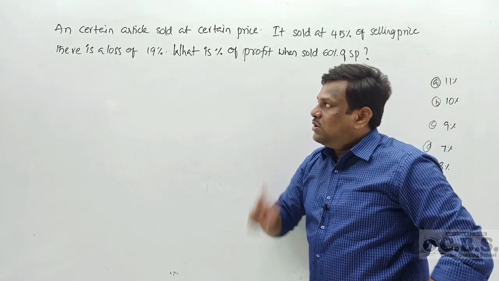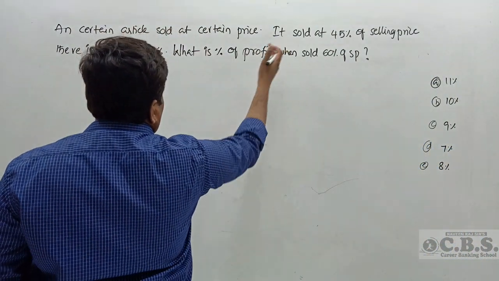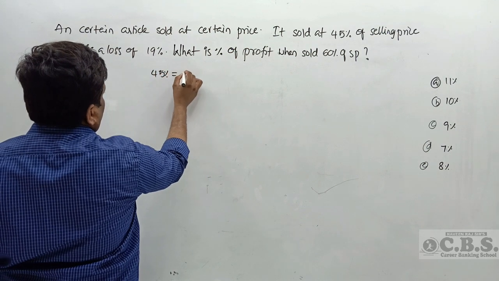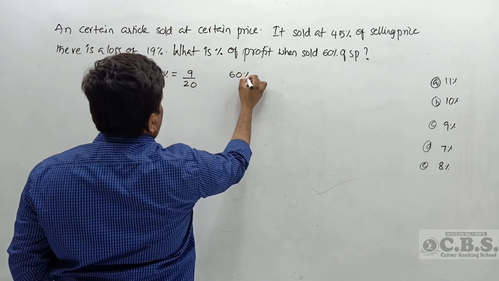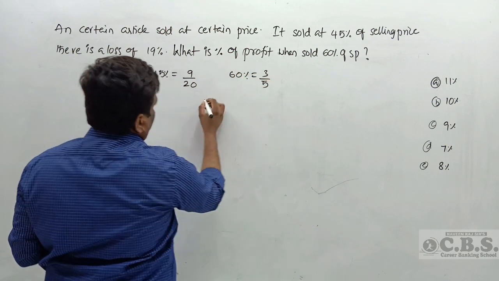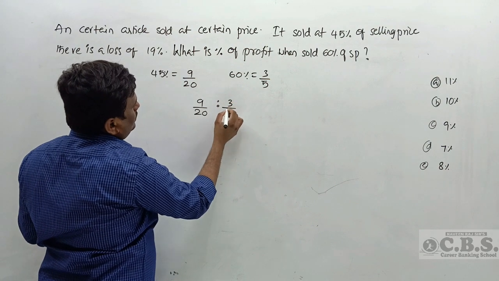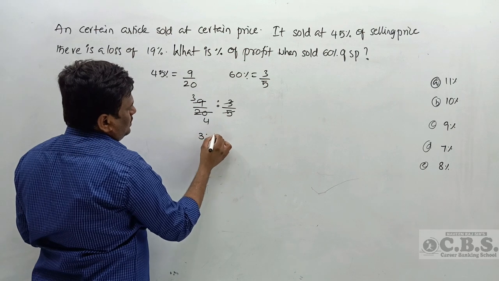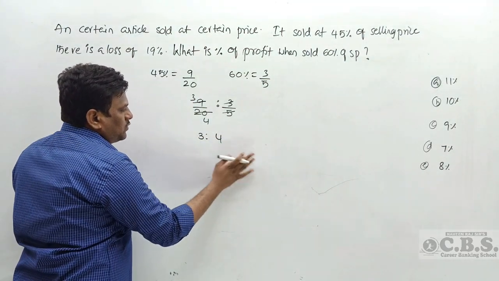Okay, let's answer this question with the ratio concept also. In the ratio concept, how to do it: the first quantifier is 45%. 45% means nothing but what? 9 by 20. And the second quantifier is 60%. 60% is nothing but what? 3 by 5. So 9 by 20 and 3 by 5: 5, how many times? 4 times. 3, how many times? 3 times. It would be 3:4. Okay, get my point? So 3:4 is the ratio.